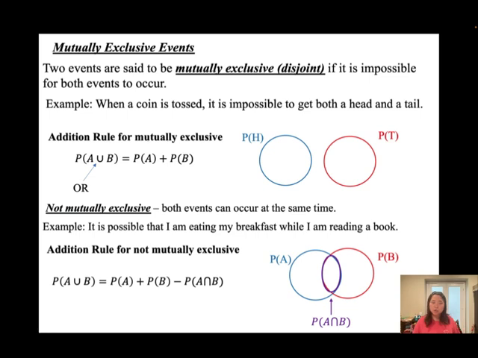So when you guys are working on probability questions, if they ask for or, you have to first think about it. Are they mutually exclusive or not mutually exclusive? Once you know, you would just apply the formula directly. Okay?